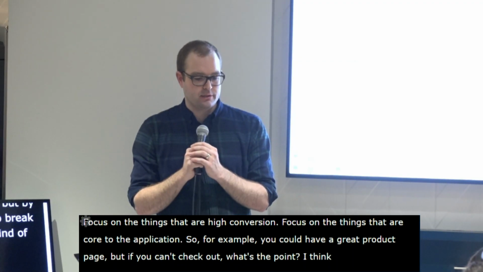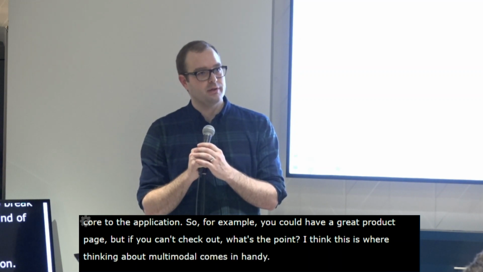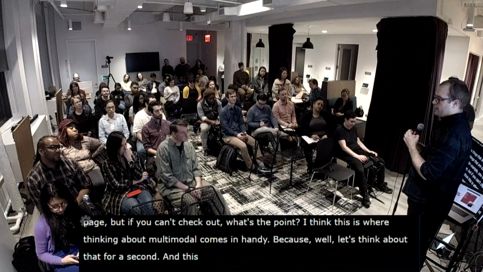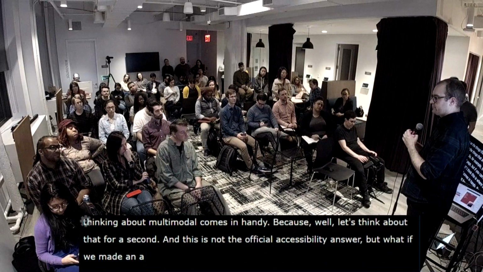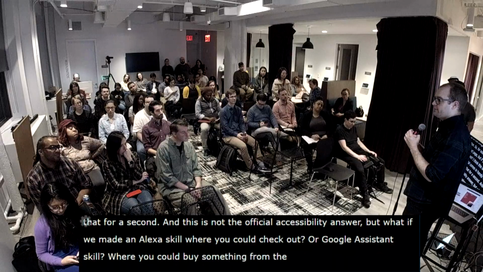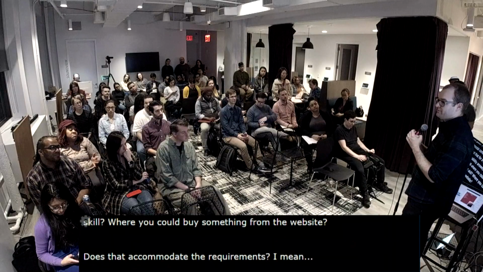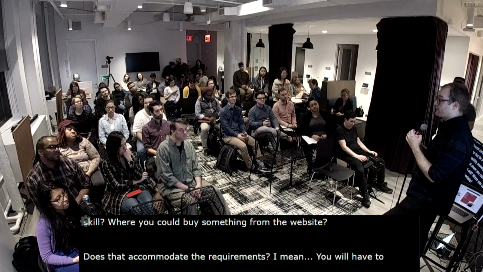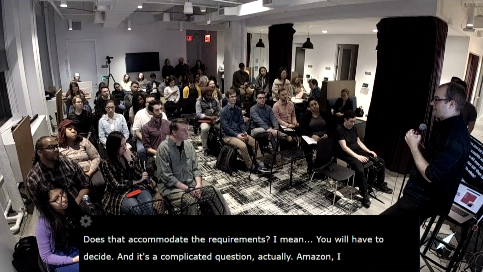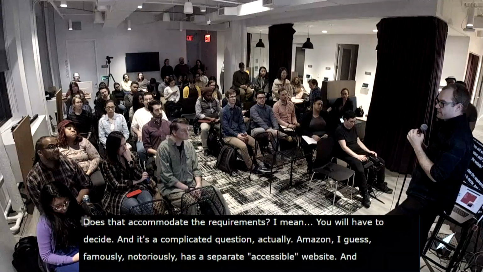I think this is where thinking about multimodal comes in handy. And this is not the official accessibility answer, but what if we made an Alexa skill where you could check out, or Google Assistant skill where you could buy something from the website? Does that accommodate the requirements? I mean, you will have to decide, and it's a complicated question actually. Amazon, famously, notoriously, has a separate accessible website, and it's problematic for reasons I think you can imagine.